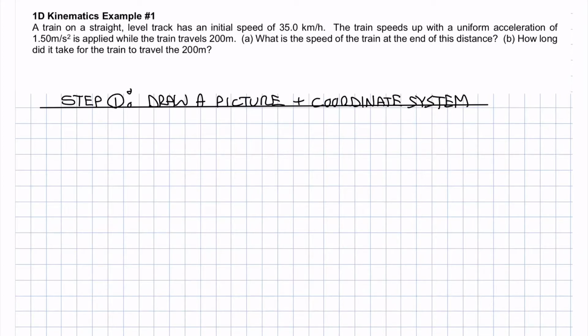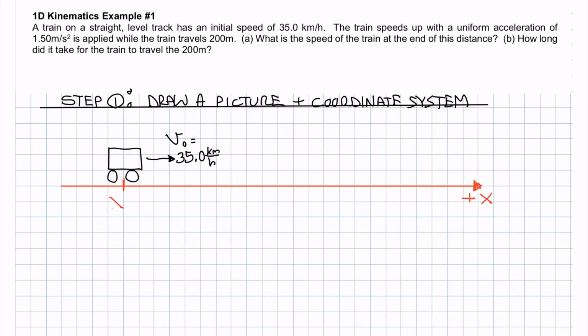You don't have to make it an artistic masterpiece. As you'll see, my artistic skills leave a lot to be desired, but it should be clear and indicate a good coordinate system on it. I'll assume the train is traveling to the right at a starting initial velocity v0 of 35 kilometers an hour to the right. I'll put on my coordinate system, the positive x-axis pointing to the right.